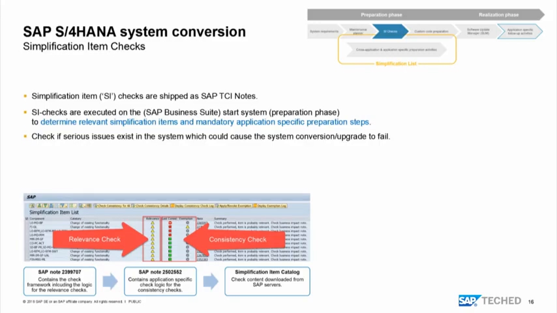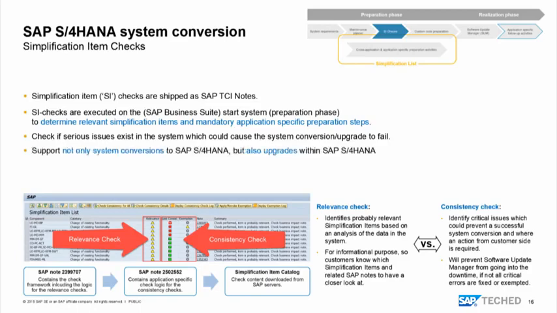And you start this early again and you determine which simplification items are relevant and which are inconsistent in your system. So first, what is relevance? There are some checks concerning components, and if this software component is not part of your source system, the check is not relevant. If the check is relevant because you have this component, then the question is whether your system is consistent concerning the check, whether business partner was already implemented. Those are the two levels in there: relevance check and consistency check.